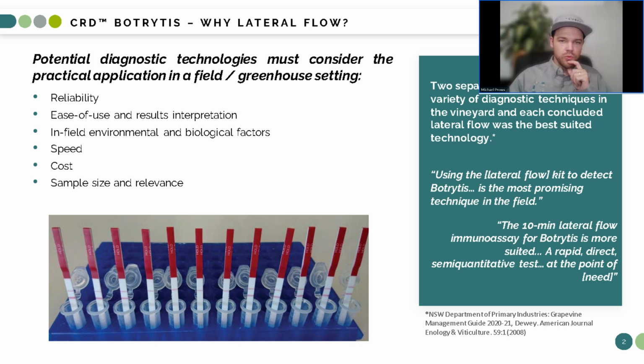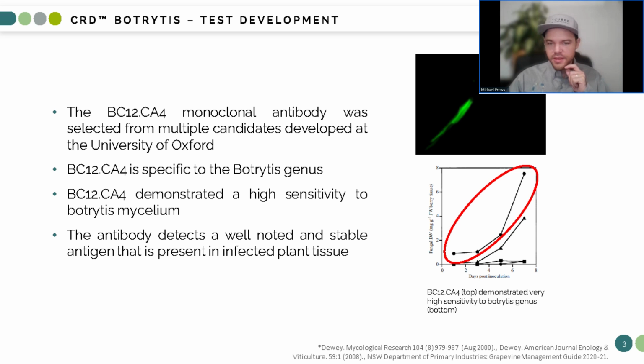This is the antibody that's used on the test strips. Again, it's very, very sensitive to the entire Botrytis genus. It doesn't really react with other pathogens. So if you have Fusarium or any other nasties in the field, you can help diagnose it with our test and make sure you know what you have in the field.